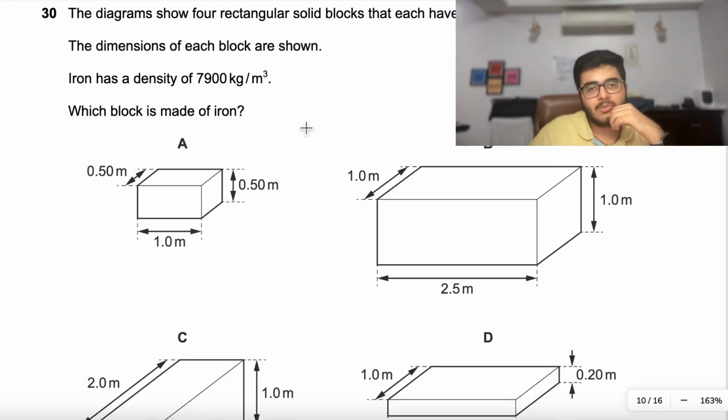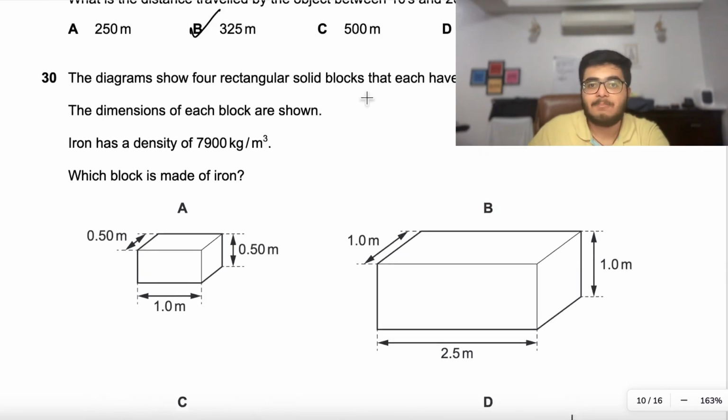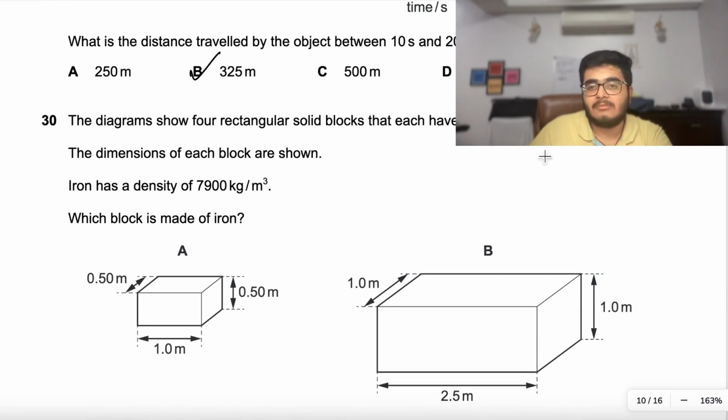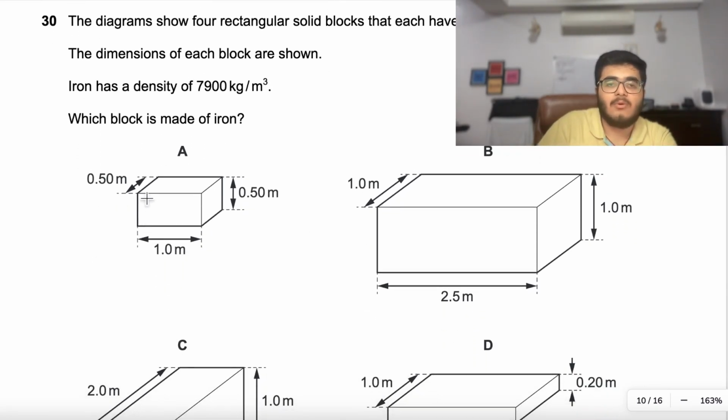Question number 10. The diagram shows 4 rectangular solid blocks which each have a mass of 15800 kg. So all of them have a mass of 15800 kg.